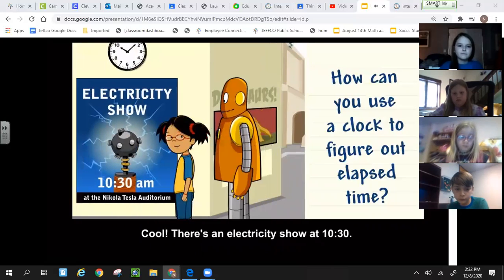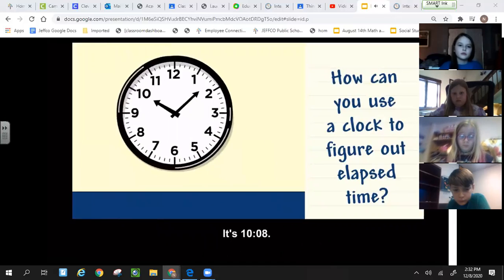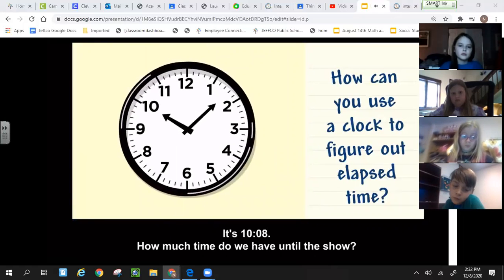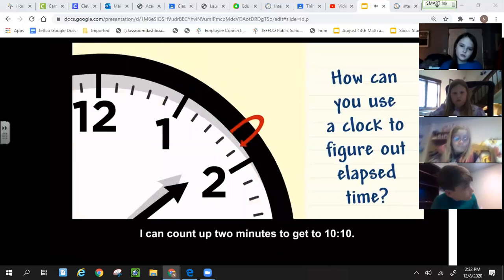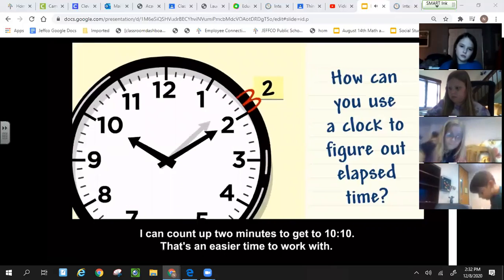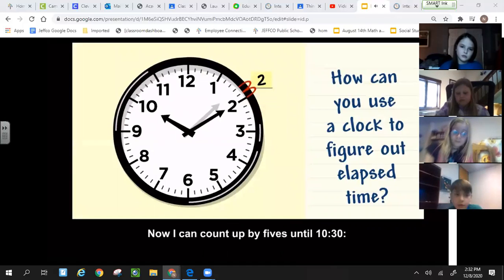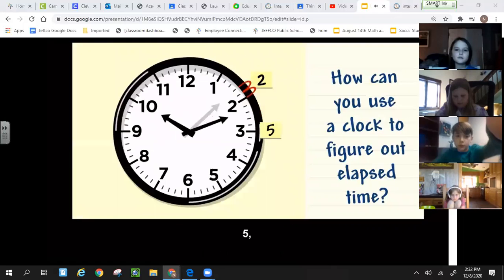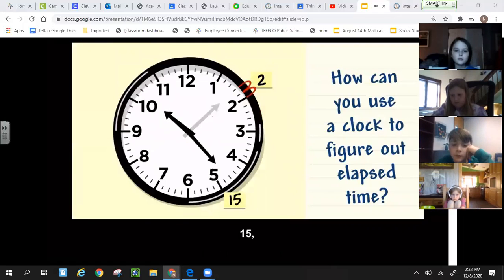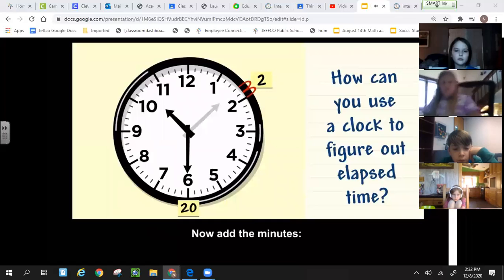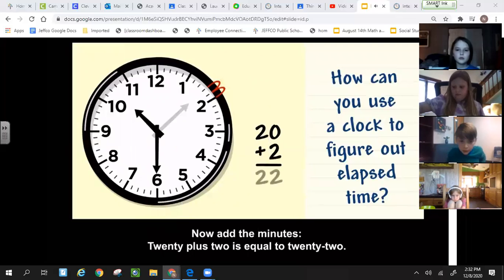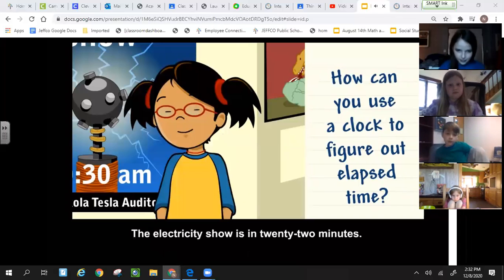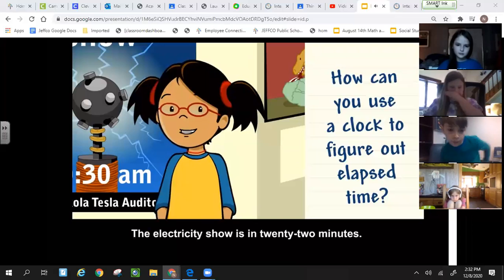Cool. There's an electricity show at 10:30. What time is it now? It's 10:08. How much time do we have until the show? I can count up 2 minutes to get to 10:10. That's an easier time to work with. Now I can count up by fives until 10:30. 5, 10, 15, 20. Now add the minutes. 20 plus 2 is equal to 22. The electricity show is in 22 minutes.